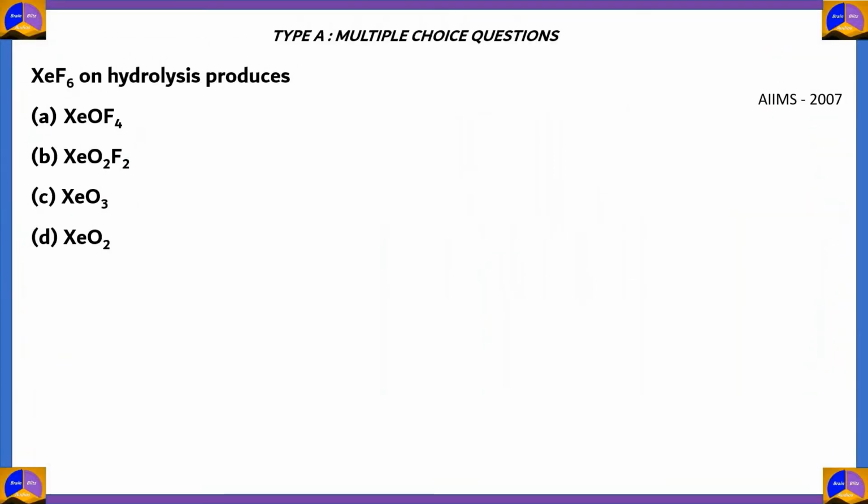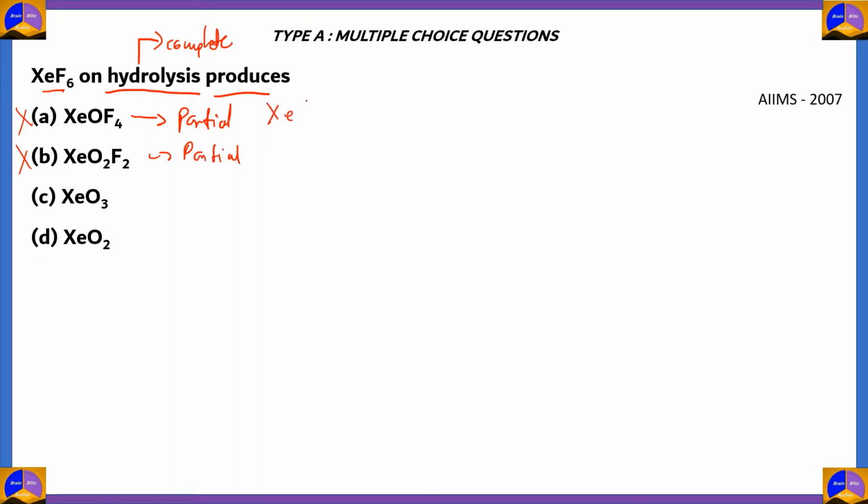This is the next question. XeF6 on hydrolysis produces XeOF4, XeO2F2, XeO3, XeO2. Now here hydrolysis means complete hydrolysis. Therefore, options A and B become incorrect because both of these are partial hydrolysis. Let's write the reactions down.